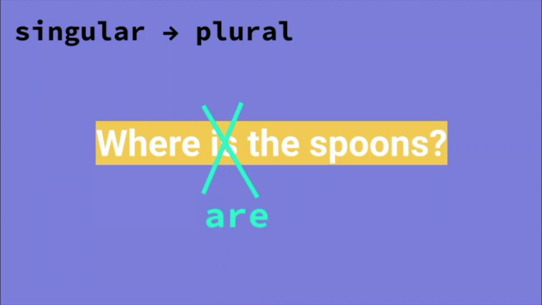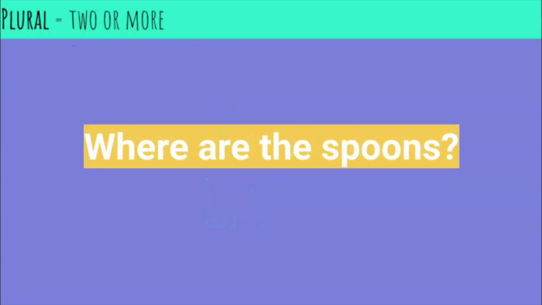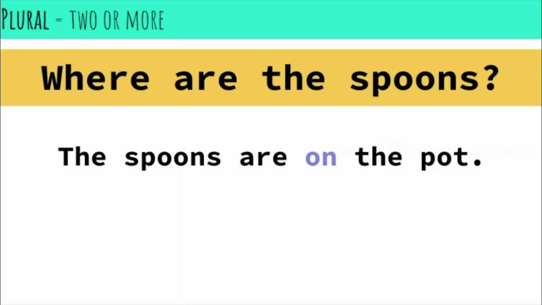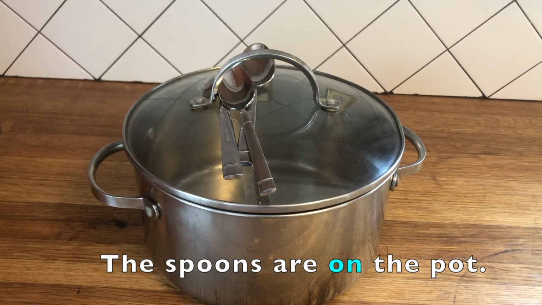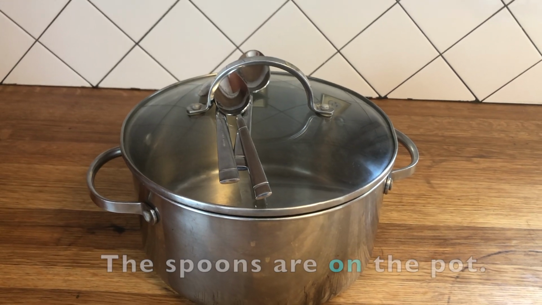Yes, we need to change is, the singular, to are, the plural. Where are the spoons? The spoons are on the pot. Remember, we use S with R. The spoons are on the pot.